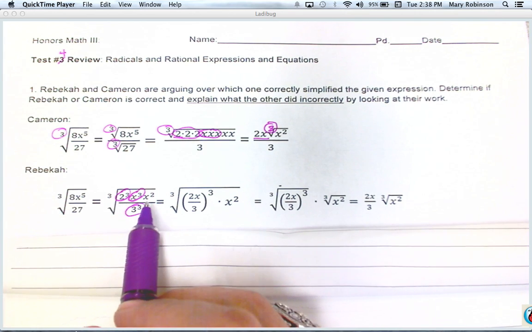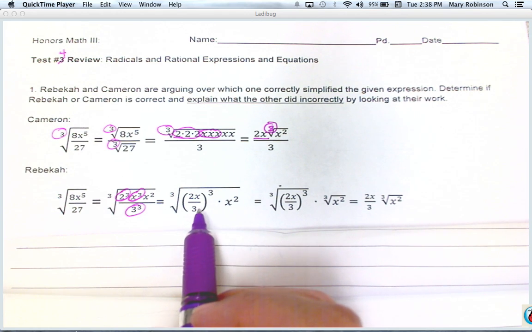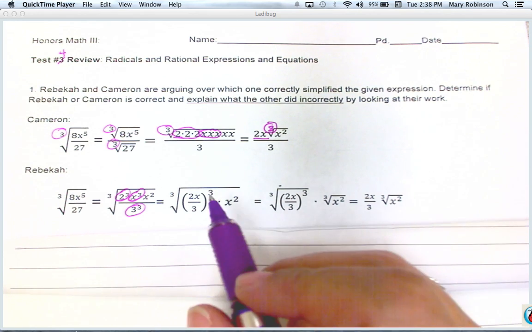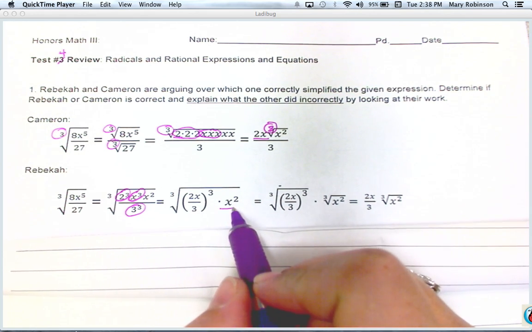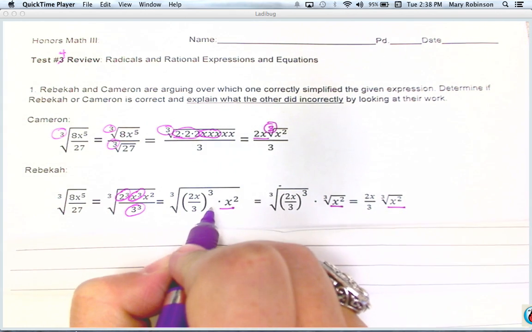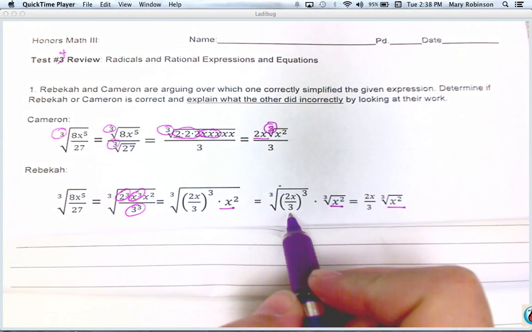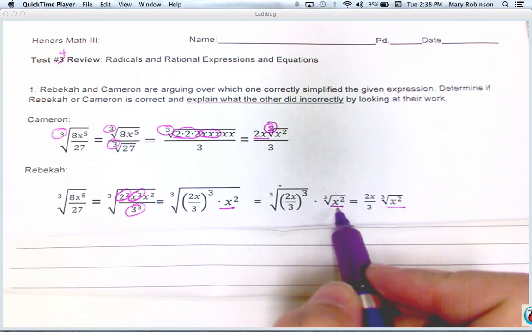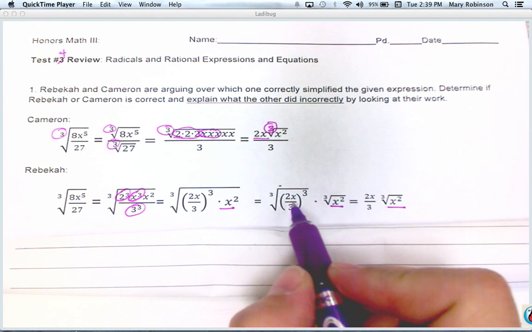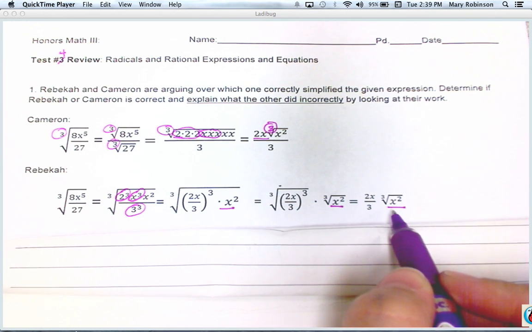So she has 2x cubed, or 2x over 3 all cubed, but then she takes that out as 2x over 3 here in your final answer. An x squared is left, so that's left. What she did was, because this was a product, she separated it into the cube root of the quantity 2x over 3 all cubed times the cube root of x squared, which is a correct step. So she took, because she's taking the cube root, there were 3 of those, so she brought that out as 2x over 3. She does have the cube root of x squared.